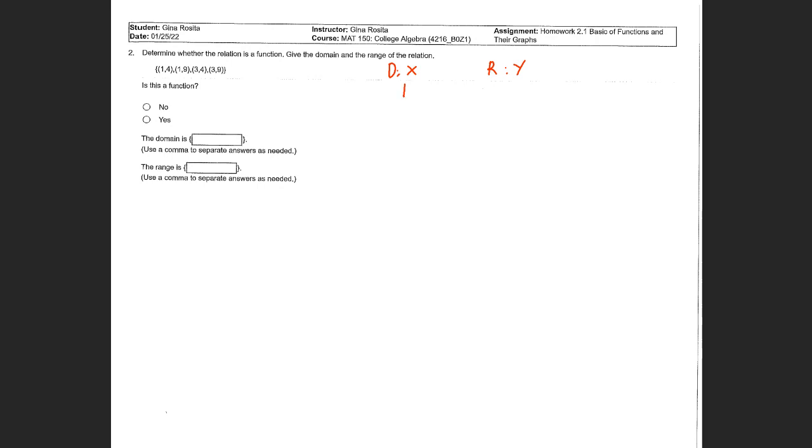For the domain, it's not necessary to list duplicate numbers more than once. Just write down 1, because of (1, 4) and (1, 9); you just write it one time. The other one is (3, 4), (3, 9); just put 3 one time. Now the range is 4, 9.